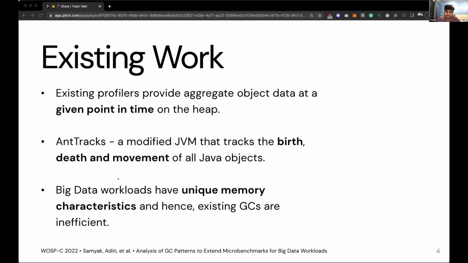Big data workloads have unique memory characteristics, and hence existing garbage collectors are tricky to get right. Concurrent garbage collectors such as CMS and G1 reduce pause time as intended, although resulting in a contention for CPU time, resulting in a lot of inefficiency.